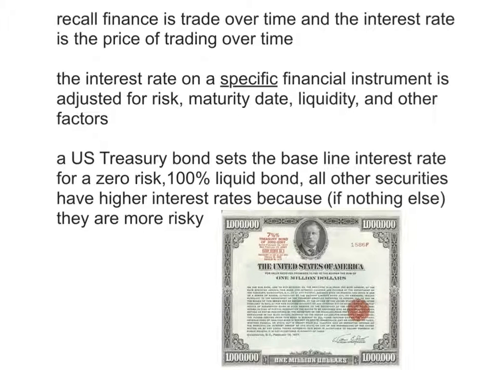Now, recall that finance is actually trade over time, and the interest rate is the price of trading over time. Now, for a specific financial instrument, the interest rate gets adjusted for things like risk, maturity date, the liquidity of the instrument, and other factors. The basic benchmark financial instrument for money and banking is the United States Treasury bond. The US Treasury bond sets the benchmark or baseline interest rate for a zero risk 100% liquid bond, which means all other securities will have interest rates which are higher, because if nothing else is true, they are more risky.